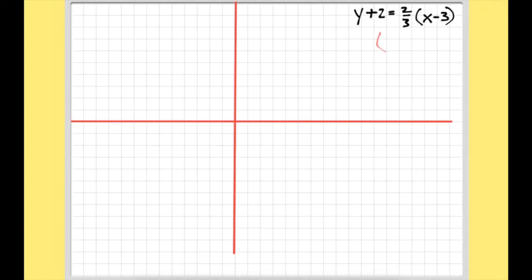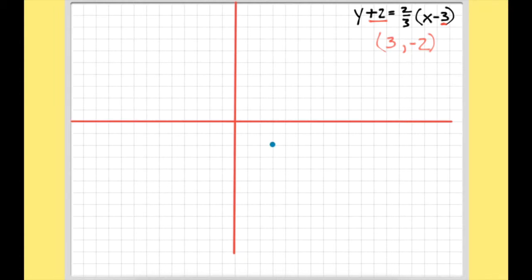So what's the x1? Positive 3, because it's x minus x1, so that means 3 is our x1. And what's y1? -2, because since it's y minus y1, then when we have positive 2, that means that it had to have been a -2 to cancel out and make it positive. So that's where we place our first point, at 3, -2.